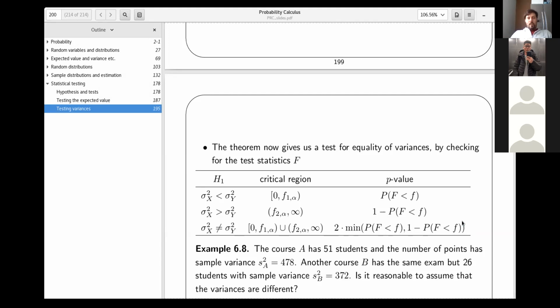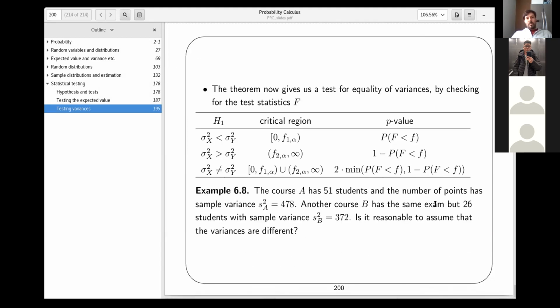So here's again a question. We have a course with 51 students, and the sample variance of the points is 478. Another course has the same exam, but only 26 students, and the sample variance there is 372. Is it reasonable to assume that the variances are different?